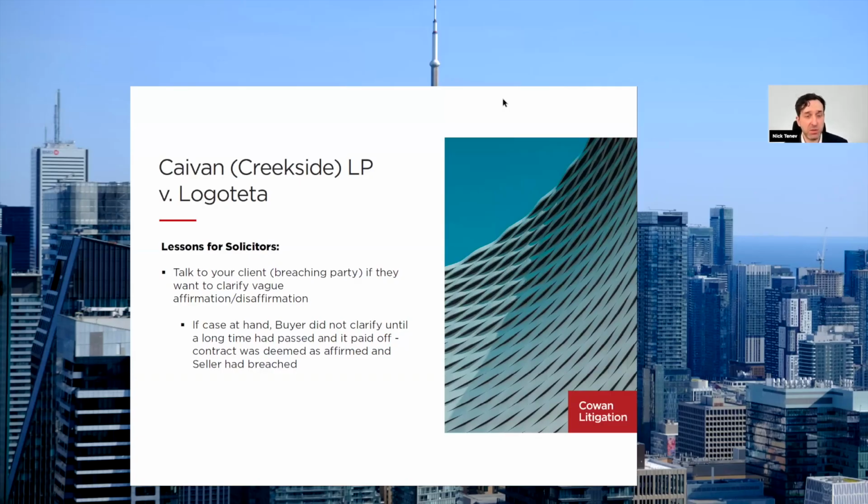They might be pressing you, hey, what is happening here? Is it terminated or not terminated? And clients want clarity. They want black and white, but sometimes just staying in the weeds actually might be beneficial to your client. Because if you seek that confirmation, the other side will say, well, yeah, you've breached, and we've terminated now. So sometimes you don't want to seek that clarification.